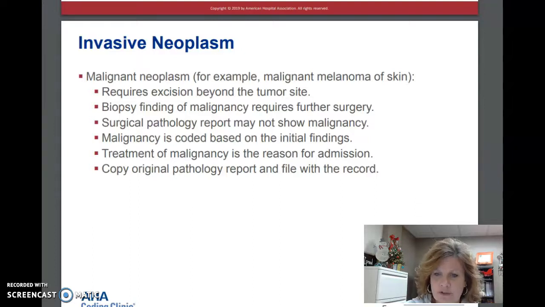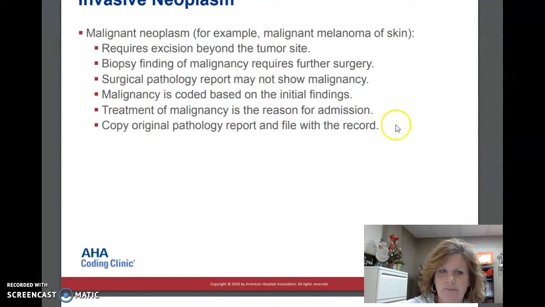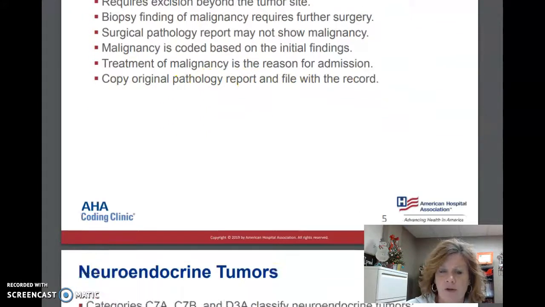So that's why if you've ever seen anybody get anything taken off for cancer of the skin, they take more than just the spot. They take, again, a lot of the skin around it, just to make sure that they get everything at that one time. And then one thing to remember is the original path report and file within the record.